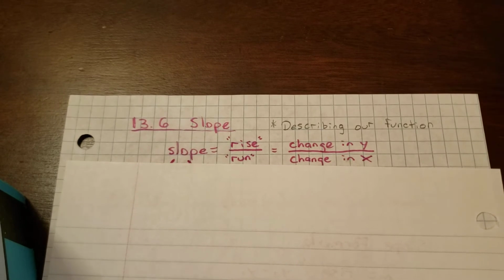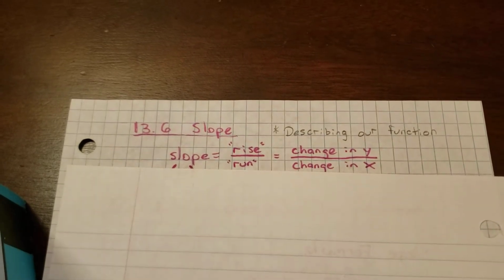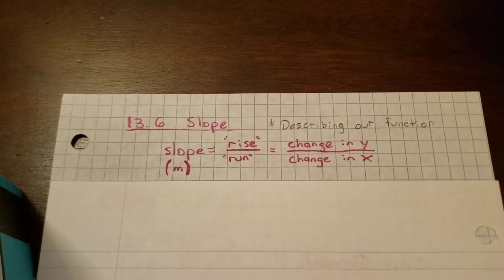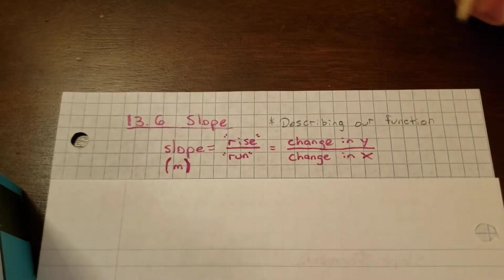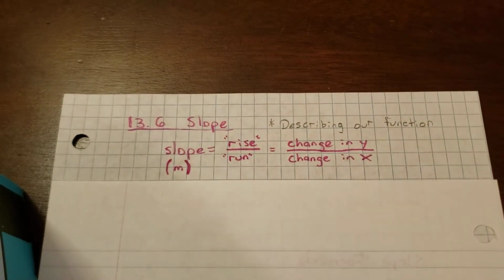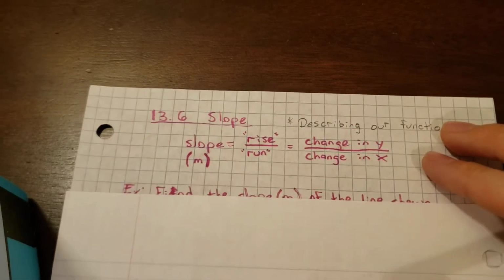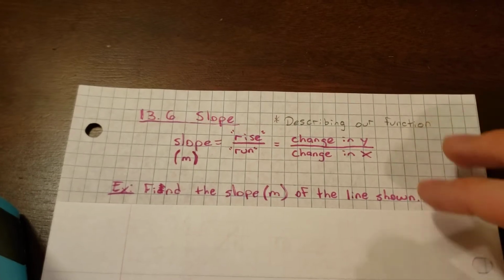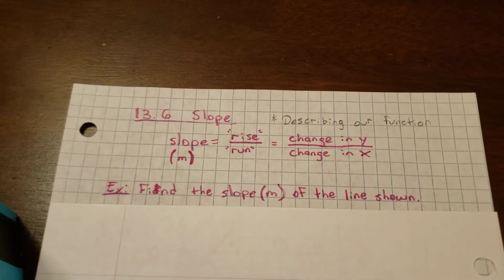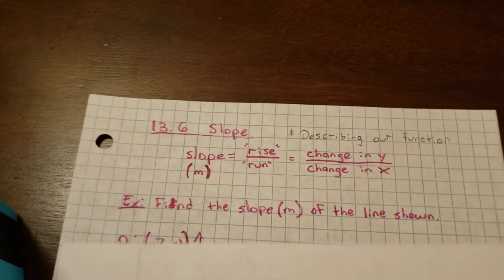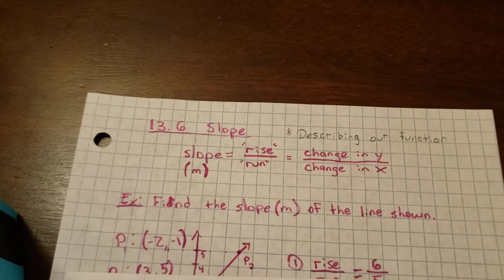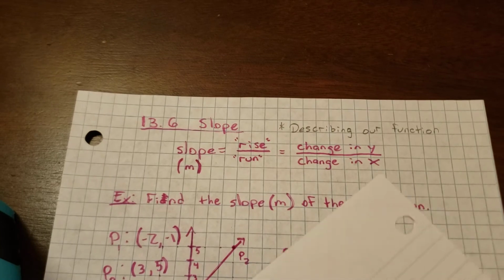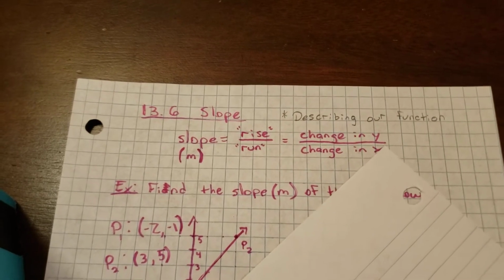Now, we always see this variable for slope as the letter m. Not exactly sure why. That's just the way it is. Okay. So what we're going to do is we're going to find the slope of the line shown. Okay. So let's say I've got this line here.